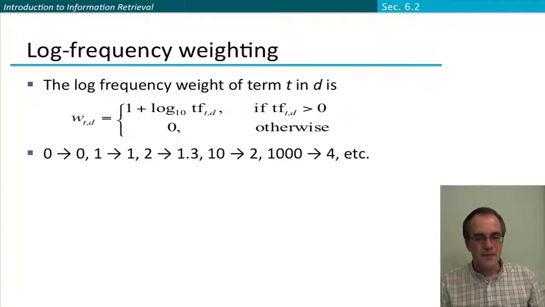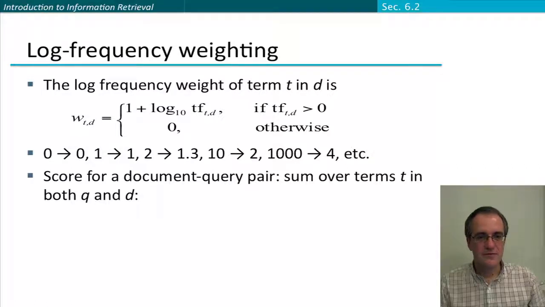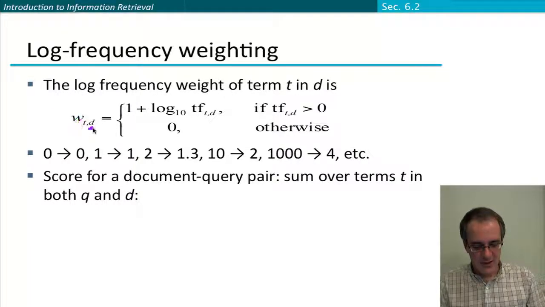So that means that, going on a little, if we use base 10 logarithms as here, you can see how we're getting this less than linear growth. So if a word occurs twice in a document, it gets a weight of 1.3, a little more. If it occurs 10 times, it gets a weight of 2, 1,000 times a weight of 4, and so on.